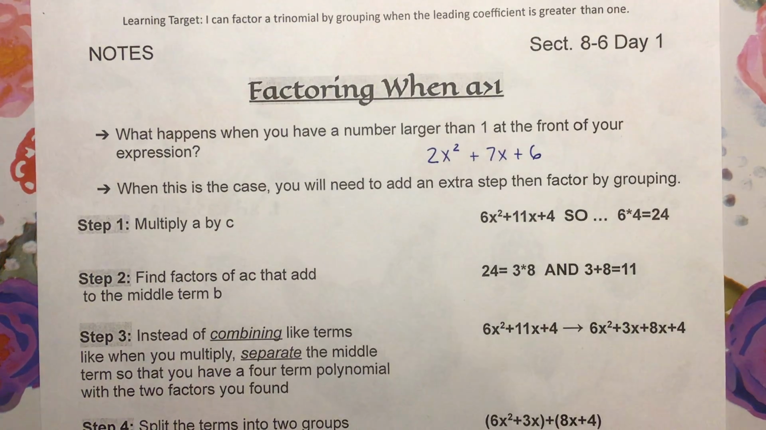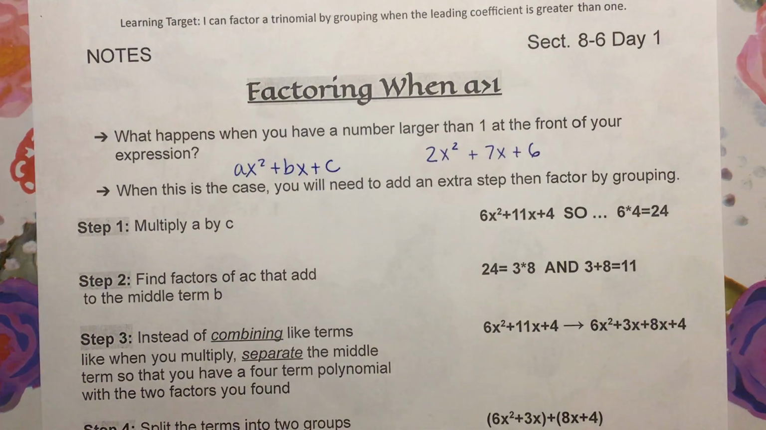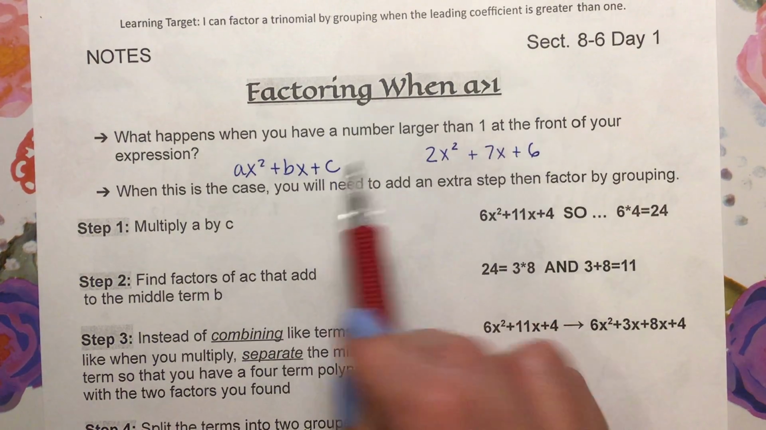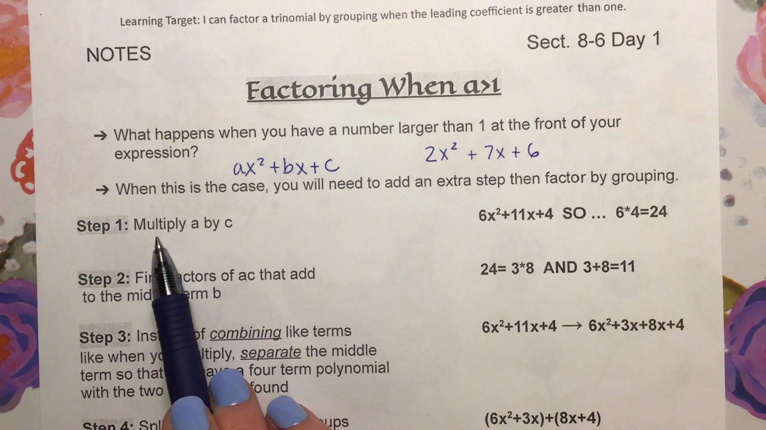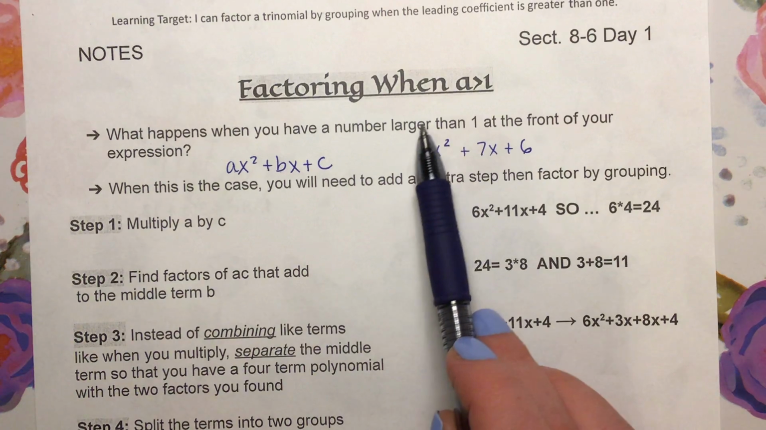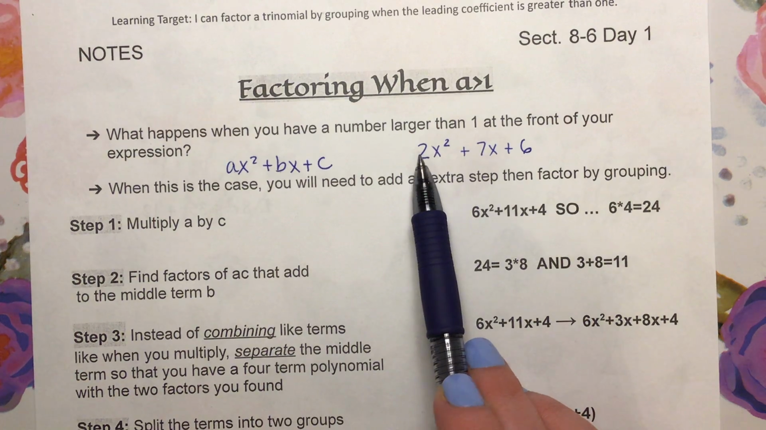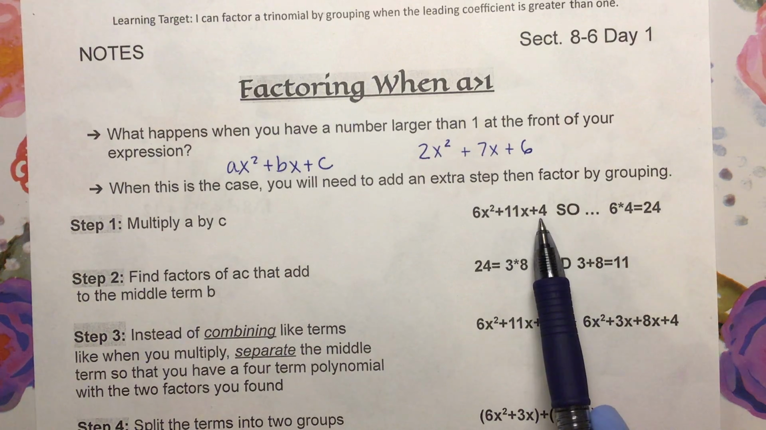So these are in the form something called ax squared plus bx plus c. So the a would be the 2, the b would be the 7, and the c would be the 6. And then their x squared and x are just what they are. And the only new step is step 1 right here, where you multiply a by c. So you take your leading coefficient and you kind of draw a rainbow arch over to the last number and you multiply those together. So this would be 2 times 6, or in our given example, I have 6x squared plus 11x plus 4, so I'm taking 6 times 4.